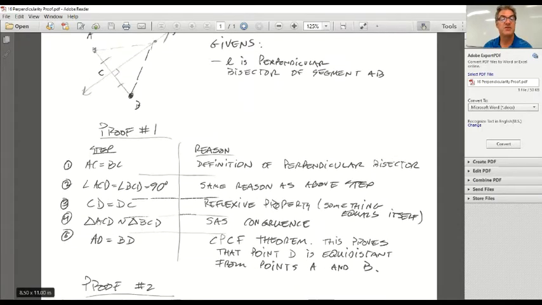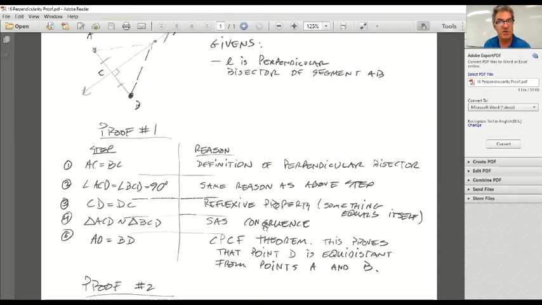So that's what this notation is right down here. Triangle ACD is congruent to triangle BCD, and this is the SAS congruence theorem. That's side-angle-side. And what that means is if you have two triangles and you have two sides that are equal in each triangle and the angle between those sides, or the included angle, that's also equal, then you can say that those two triangles are congruent.